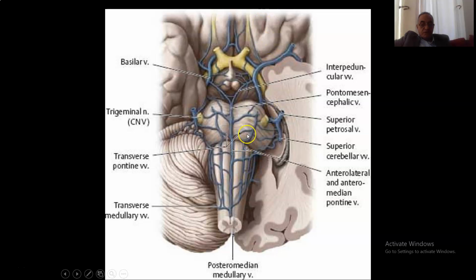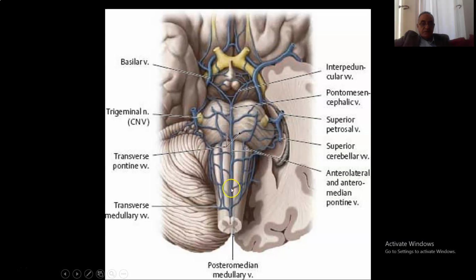The veins, very important: the posteromedian medullary vein, which continues in the pons as the pontomesencephalic vein, continues up in the interpeduncular fossa as the interpeduncular vein, which drains into the basal vein of Rosenthal, which is formed by the junction of the anterior cerebral and the deep middle cerebral vein lateral to the optic tract. And we also have transverse medullary veins, and we have transverse pontine veins.